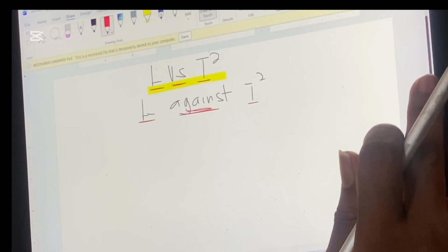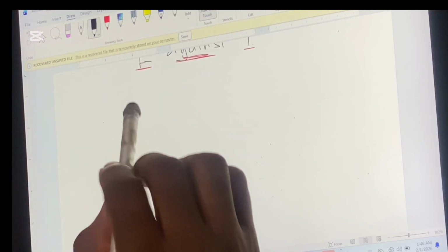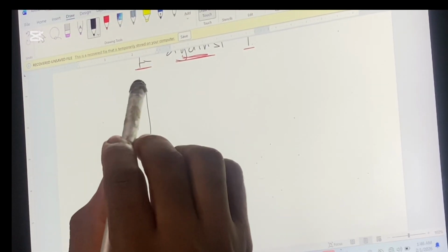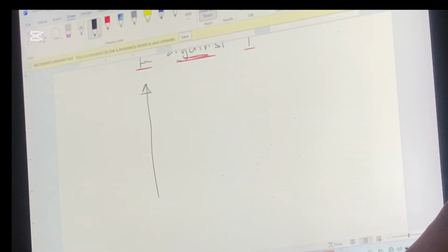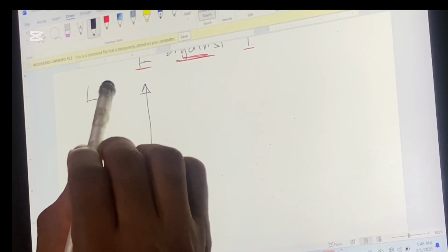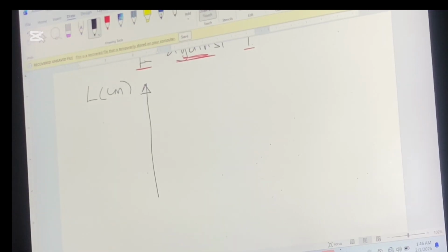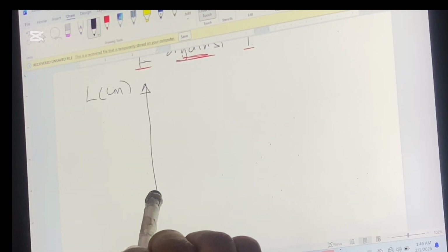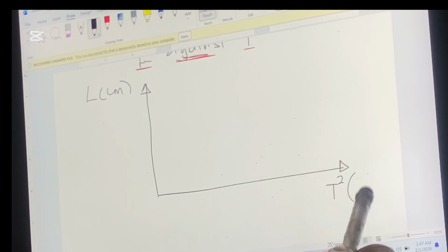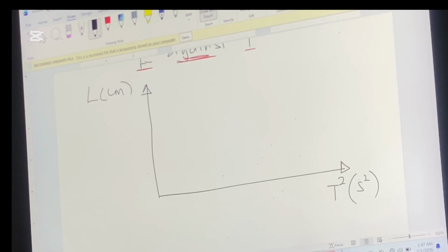So I'll place it on my graph sheet. I'm trying to explain this first before we plot the graph. On my graph sheet, the first one mentioned will be at the vertical part. So our L here will be placed here with the unit. The unit is cm in the table, sorry. While here I will have T square with the unit, which is what? Second square.